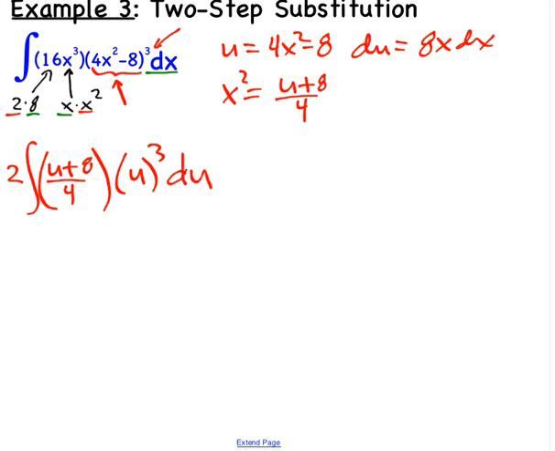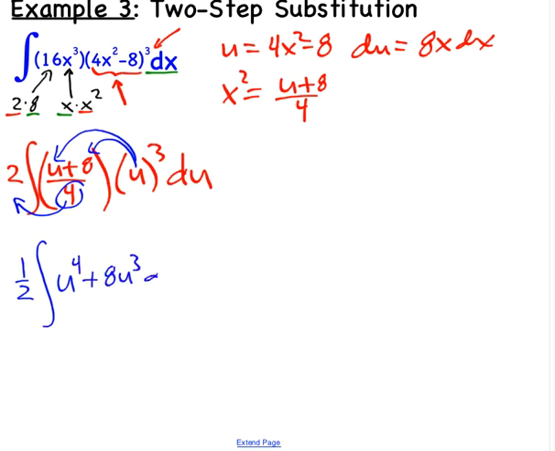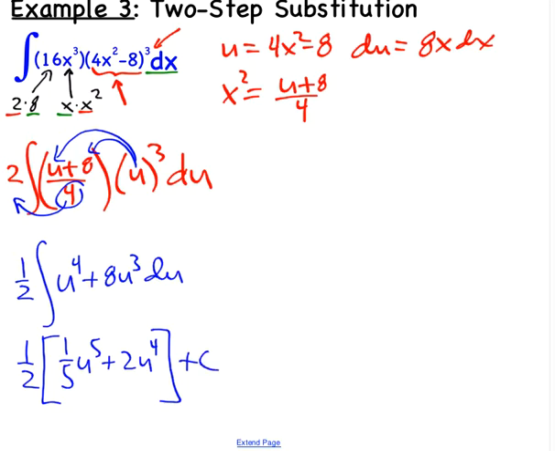A little bit of algebra here. I move the 4 out front. 2 over 4 will give me a 1/2. I'm going to distribute the u to the third, giving me u to the fourth plus 8u to the third du. When we evaluate the antiderivative, we get an antiderivative in terms of u. And then finally, we want to replace this to be in terms of x. So I'm going to distribute my 1/2 through here.